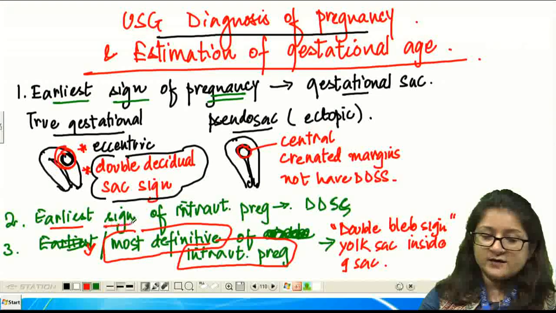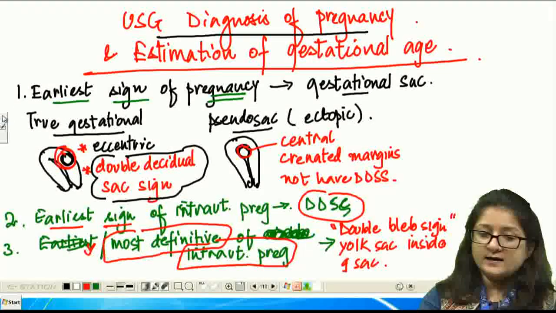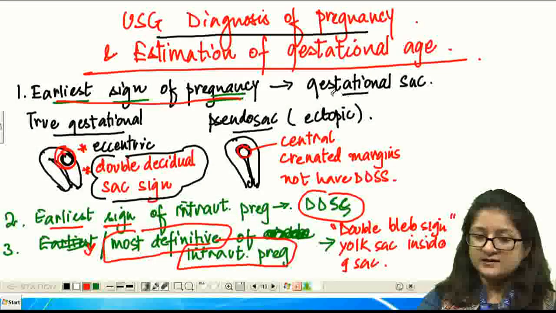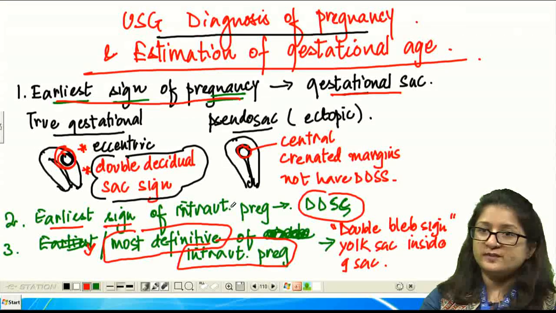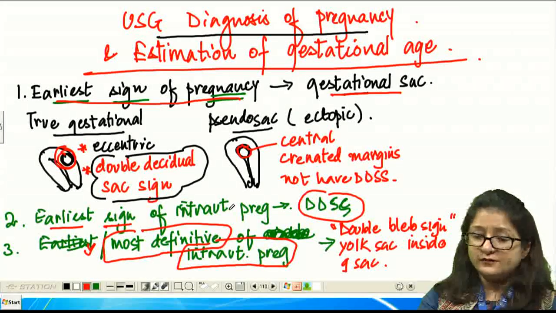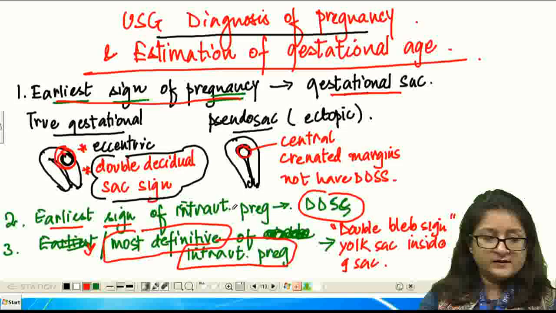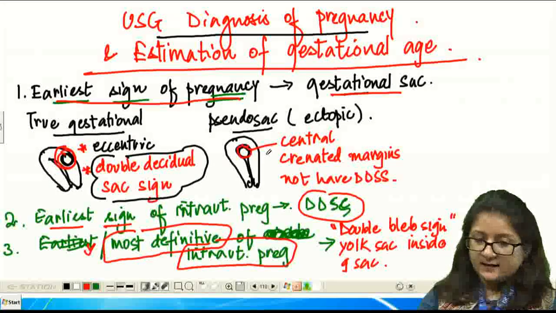The earliest sign of intrauterine pregnancy is a double decidual sac sign. The earliest sign of pregnancy is a gestational sac. This is the earliest sign of pregnancy, but the location of pregnancy can be different, depending upon whether it is a true gestational sac or a pseudo gestational sac, right?